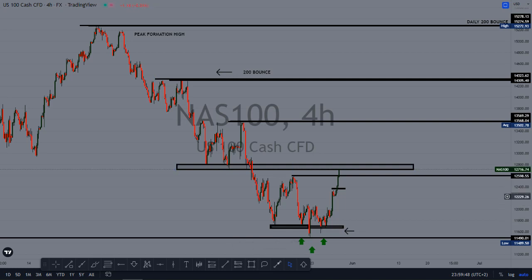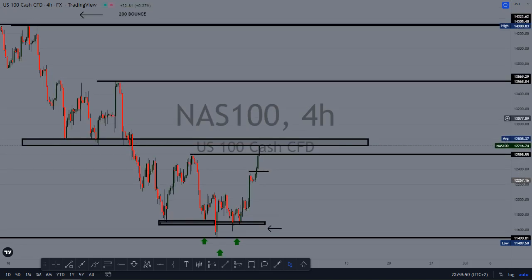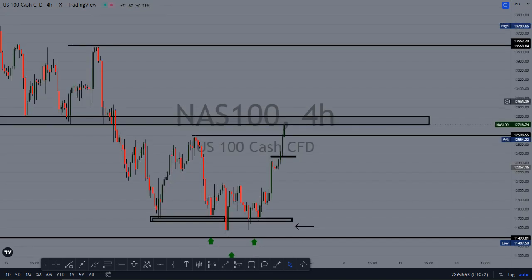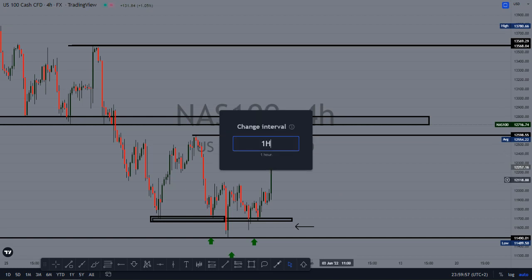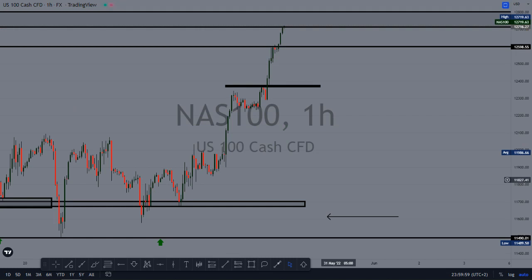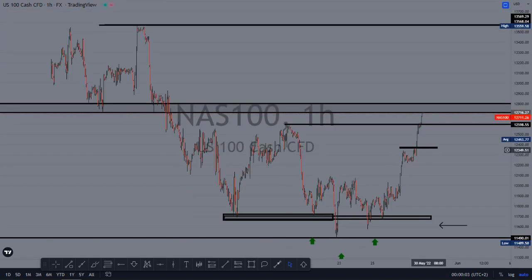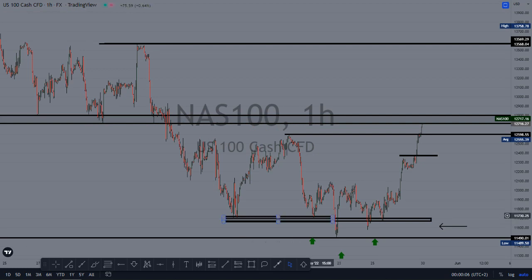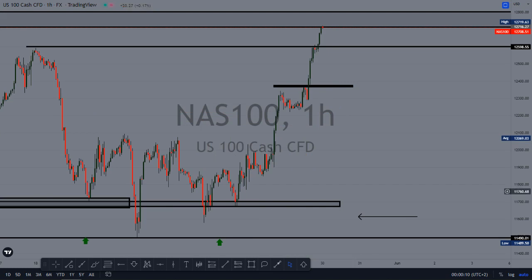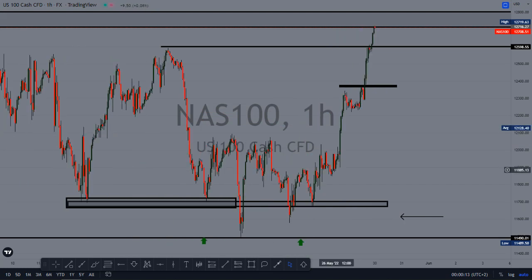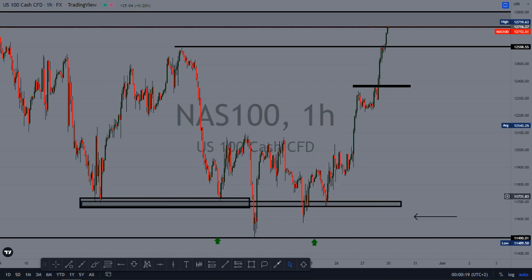So you can see right here on Nasdaq we are having a reversal back into this zone. Why are we having a reversal back into this zone? Let me go on a smaller time frame so we can see what's happening here. It's kind of like a head and shoulders pattern. This is our shoulder, this is our head, and this is our shoulder. So we call it an outside structure. Let me show you why we call it outside structure.